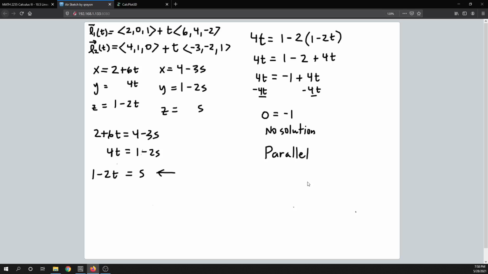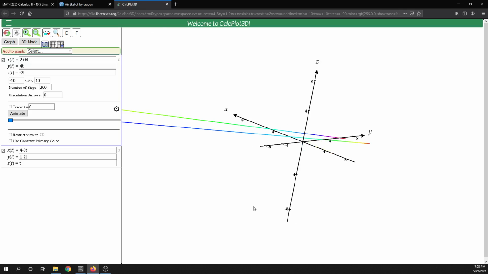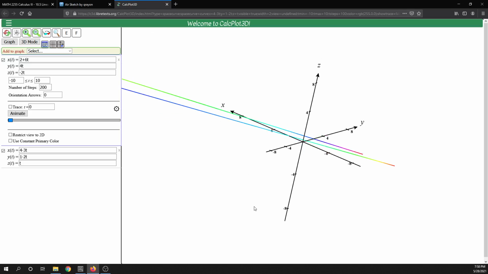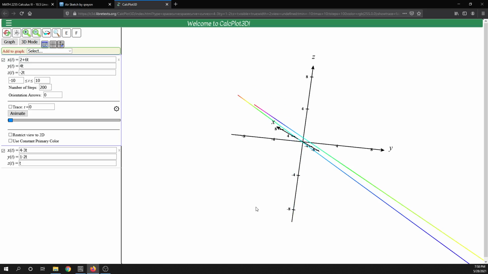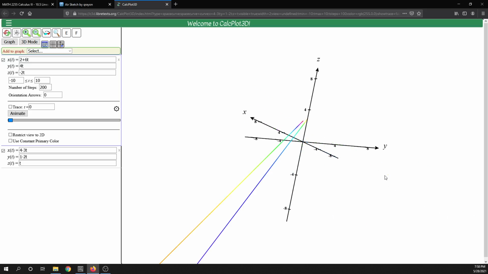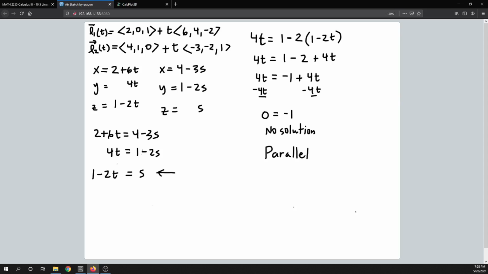Okay, and that is it on this one. I did graph these out, and so you can see that's what they will look like. That's a good picture of it. All right, and that is it on this particular problem.